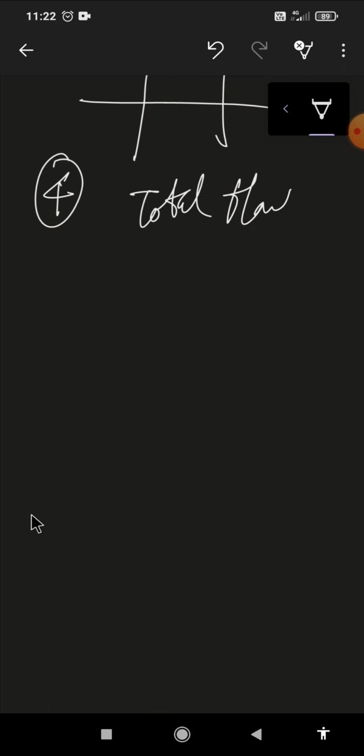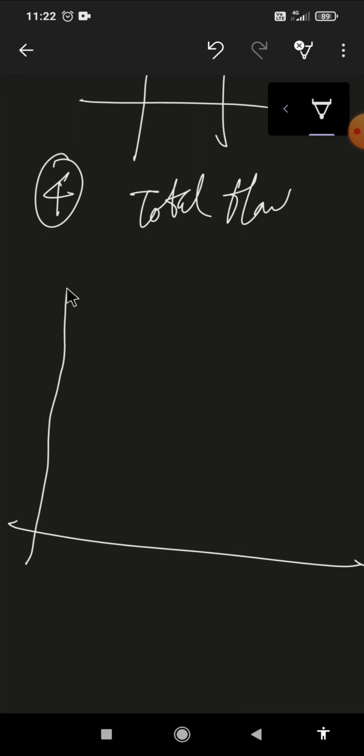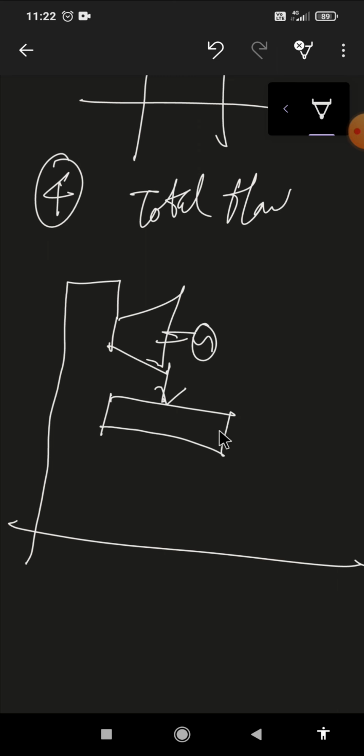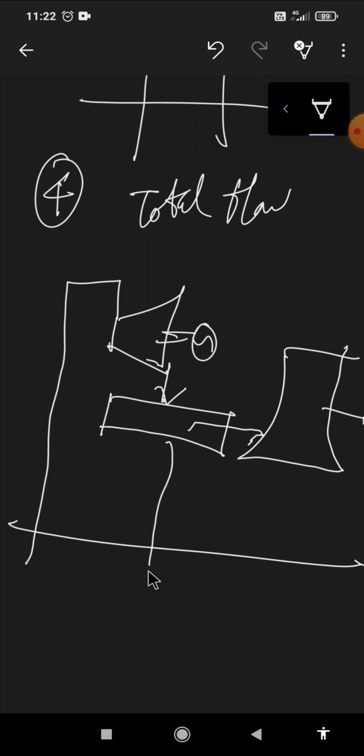So let me draw it again. Suppose from here the geothermal fluid, the whole brine, is passed to the turbine, and here there is a generator. Then this whole brine solution is passed to the condenser, and there is a cooling tower here. This condenser and cooling tower will help in cooling the water, and then it is re-injected back to the ground. So this is the concept.